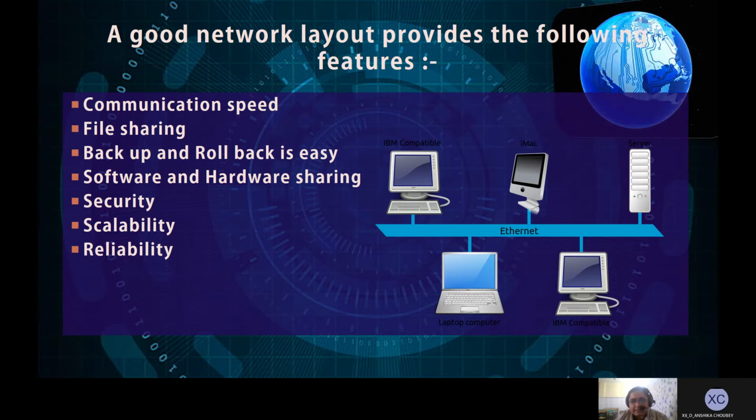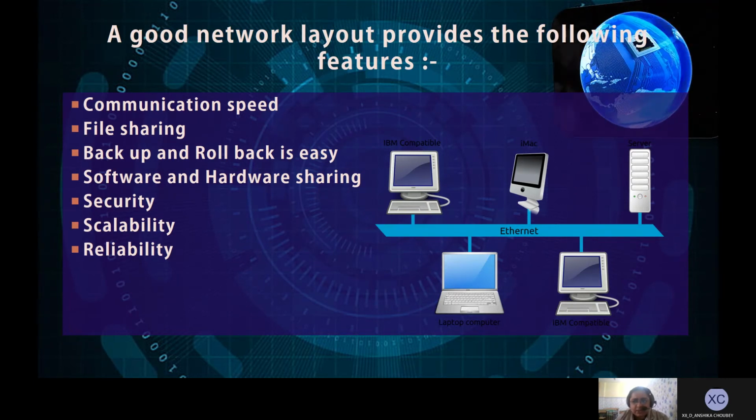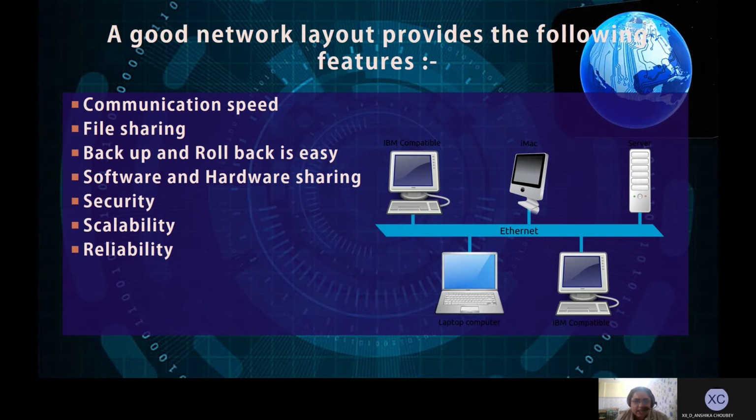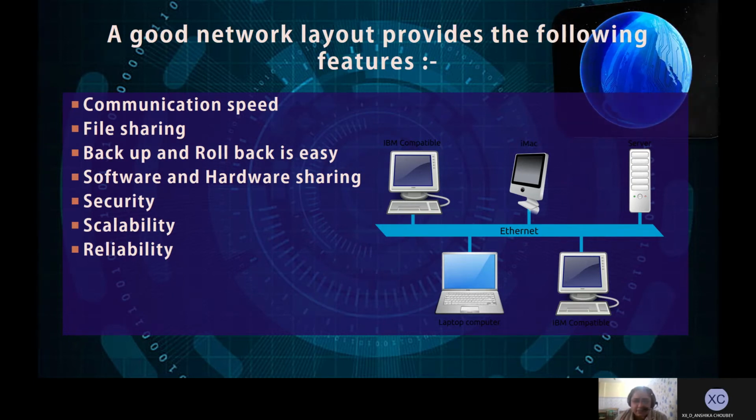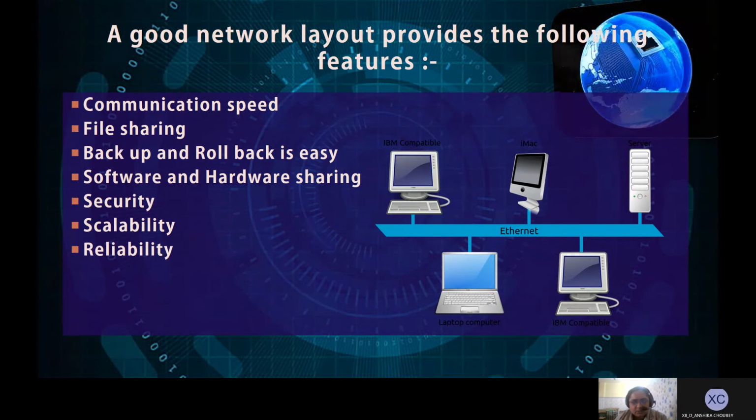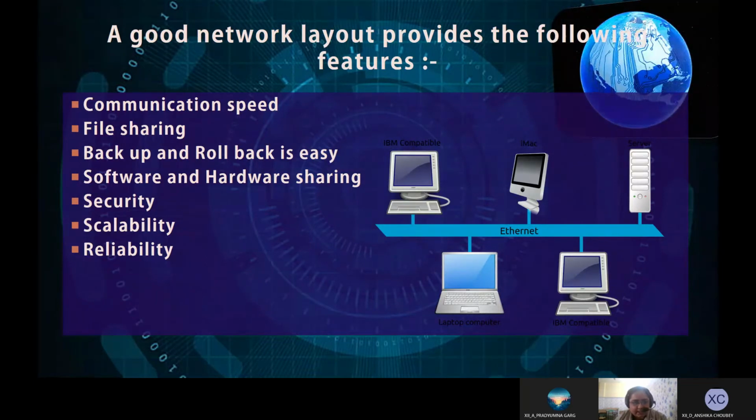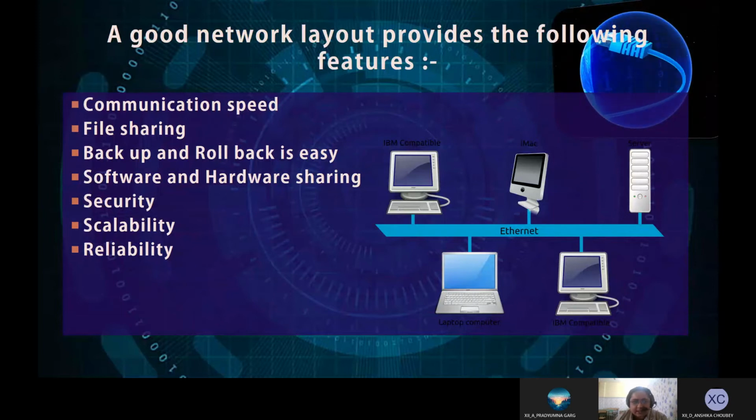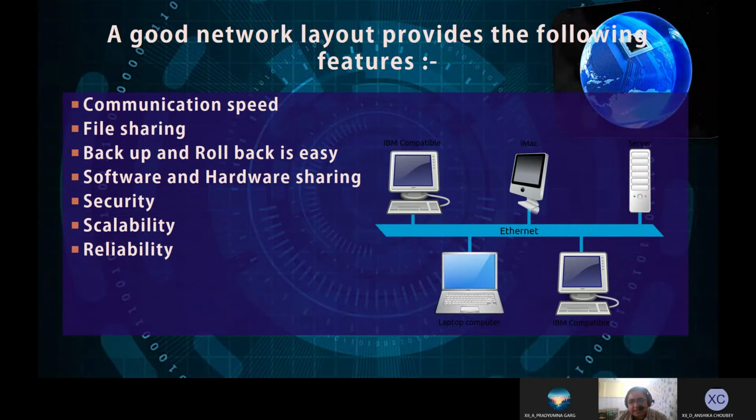Backup and rollback are easy. Backup means if you are doing important work, like a real-time business application where you need to save your data, it is easy to take a backup and save it on the cloud. Whenever there is any kind of issue, the data can be easily retrieved from the backup. Rollback means if anything goes wrong, you can roll back to the previous valid state. Software and hardware sharing, security, scalability, reliability. These are all features provided by a good network layout.